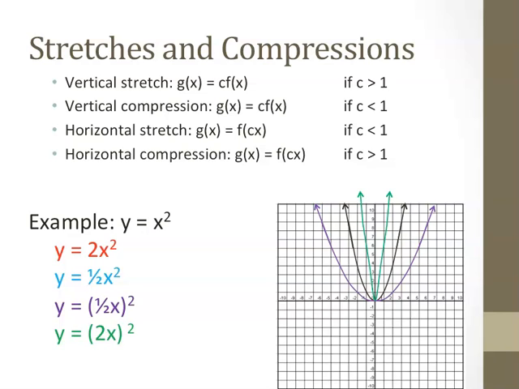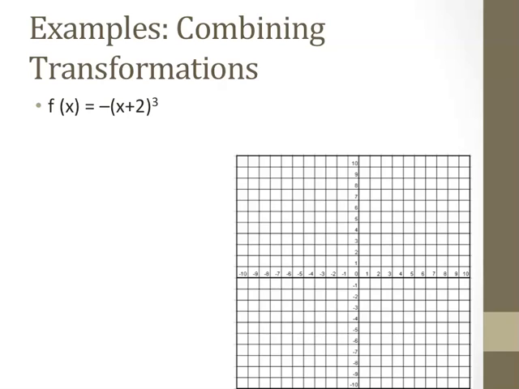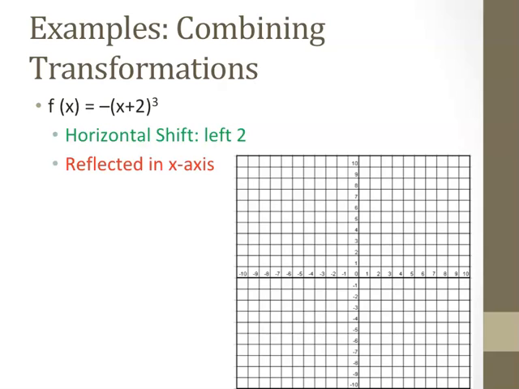Okay, let's see if we can look at some examples where we are going to combine transformations. f of x equals negative x plus 2 raised to the third power. So there are two transformations here. We have a horizontal shift to the left 2, and we have a reflection in the x-axis.